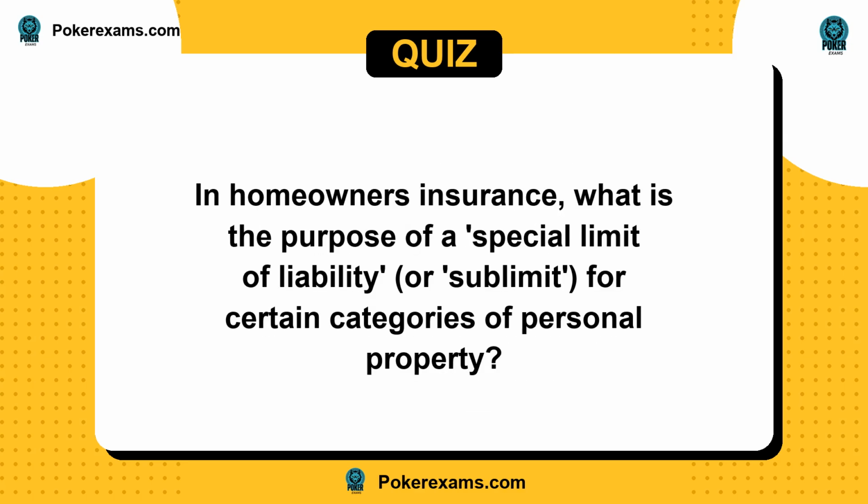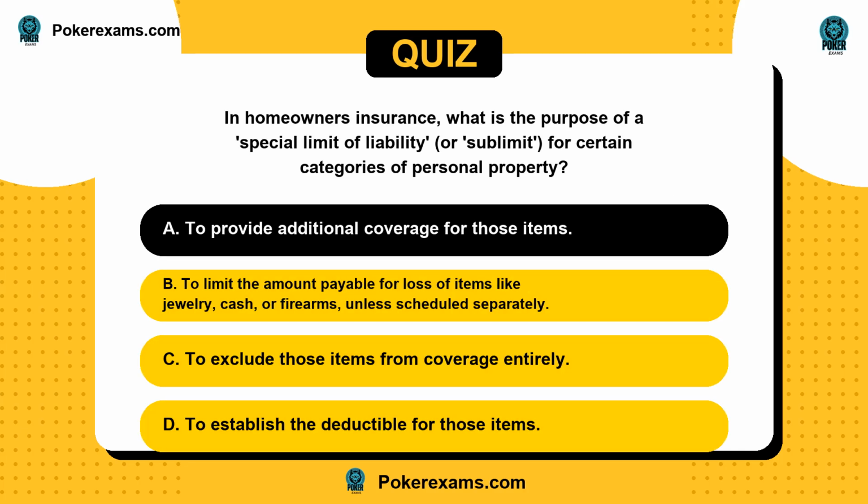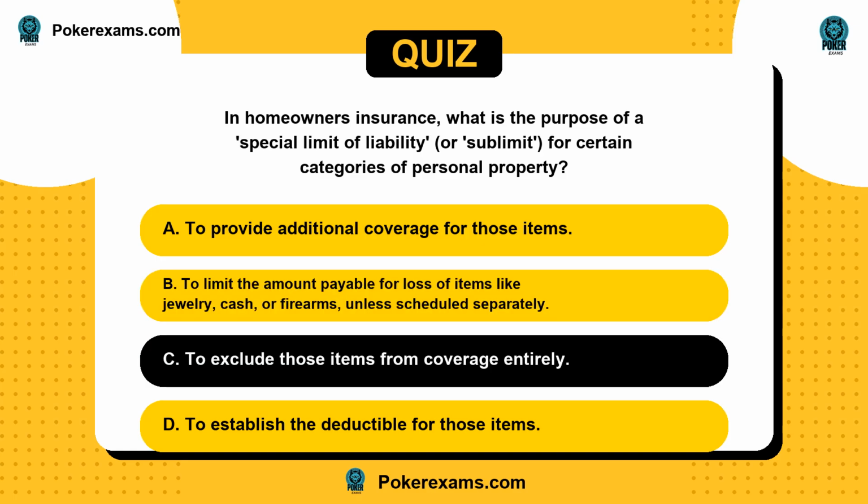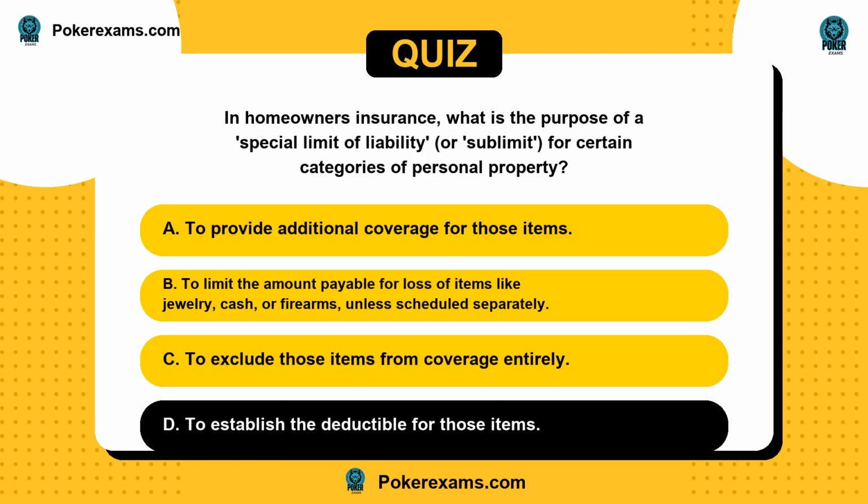Next question. In homeowners insurance, what is the purpose of a special limit of liability or sublimit for certain categories of personal property? Is it A, to provide additional coverage for those items? Or B, to limit the amount payable for loss of items like jewelry, cash, or firearms unless scheduled separately? C, to exclude those items from coverage entirely? Or D, to establish the deductible for those items?